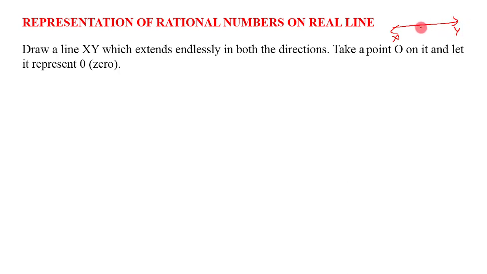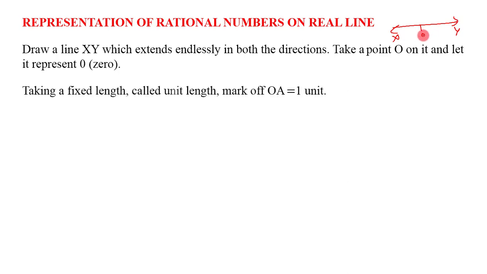Take a point O on it and let it be 0. Then take a fixed length, which is called the unit length, and mark OA. If you take from O a fixed length OA as 1 unit, then this OA is of 1 unit.